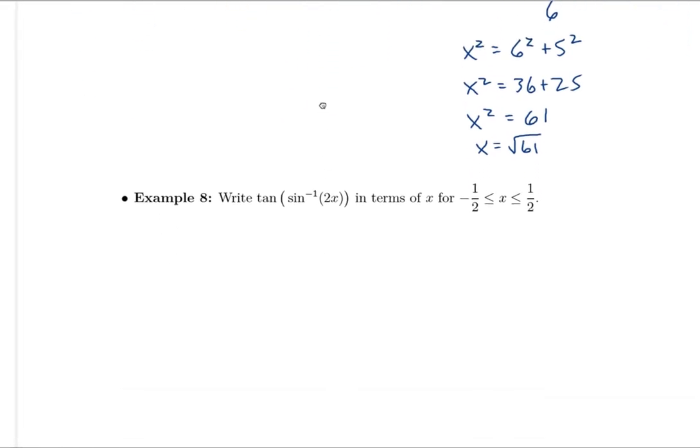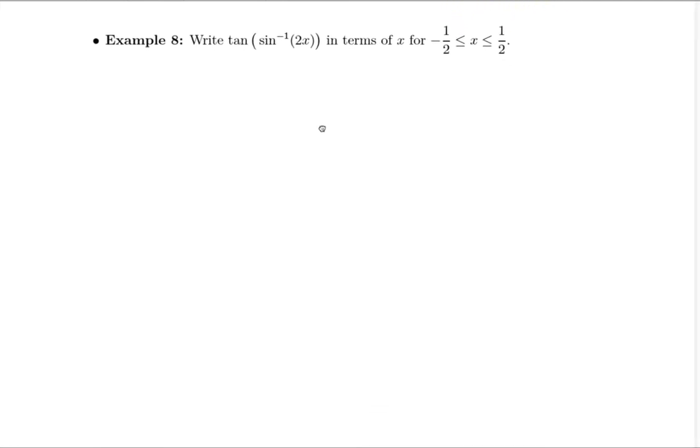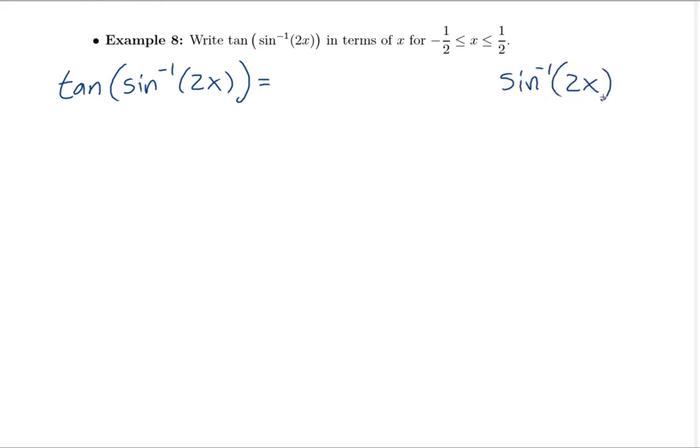Now the one other type of problem that we want to be able to look at is the one in example 8 here, same idea as what we were just working on, but they don't necessarily give us numbers to work with. So I want to take the tangent of the sine inverse of 2x. We'll start as we did the last ones. Let's try to make sense of the sine inverse of 2x. What do we know about it? It's equal to an angle, which means the sine of that angle must be equal to 2x.